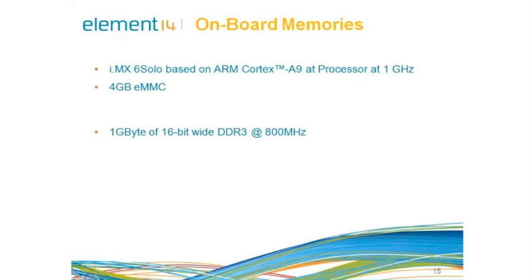Onboard memories. It has a 4 GB eMMC memory on board. This is an embedded non-volatile memory system which comprises both flash memory and a flash memory controller integrated on the same die. And the Android operating system will come loaded into this memory as a default with this board. It has 1 GB of 16-bit wide DDR3 RAM operating at 800 MHz. So we can see we have a very good RAM available on this board, which will suffice for most of the applications today.